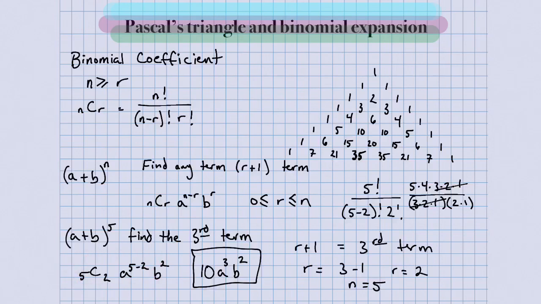I hope you guys got something out of this. I know if you've never seen it before, it's kind of tough, but just keep in mind this Pascal's triangle is a really great shortcut when you want to expand your binomial expressions.